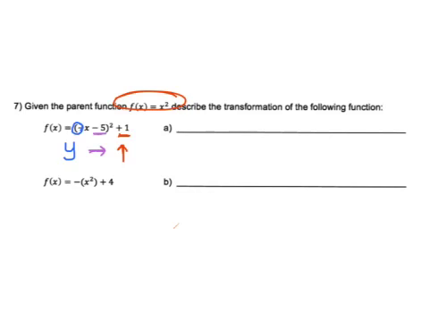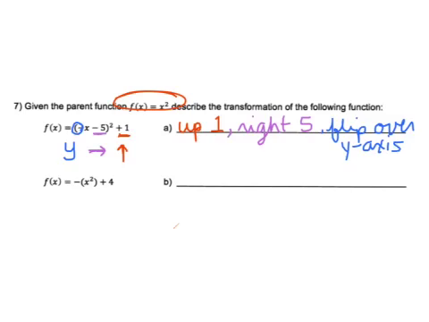I'm going to move it just the way I talked about it. So we're going to go up 1, followed by right 5 units, and then flip over the y-axis. And there we go.